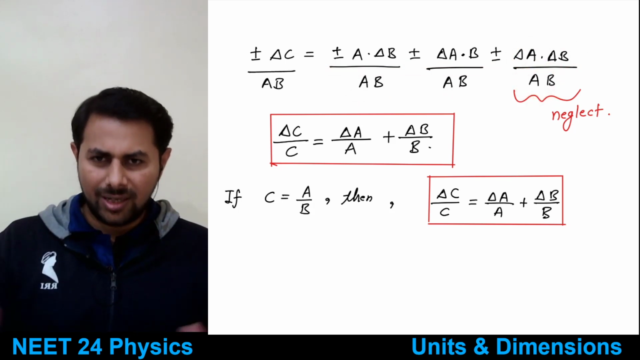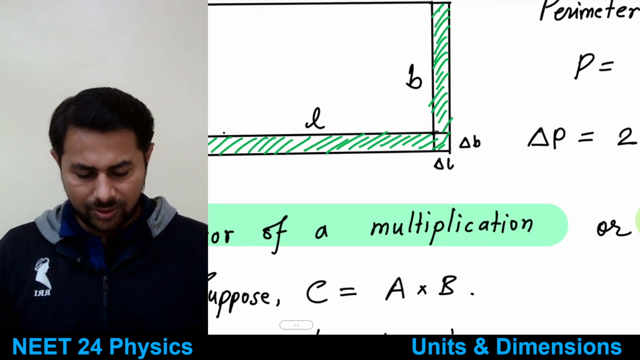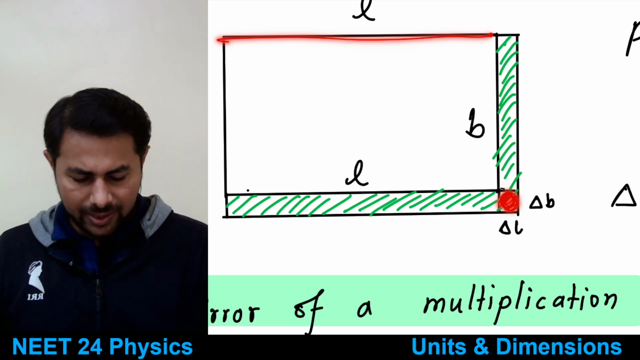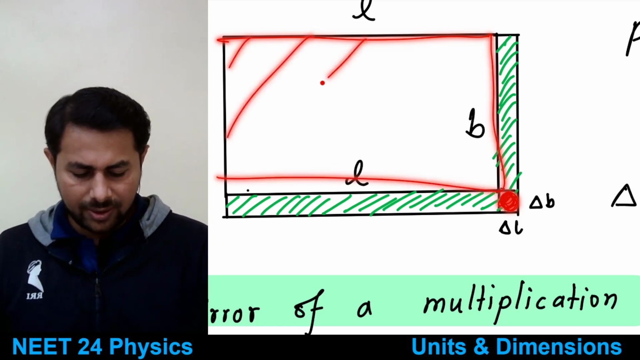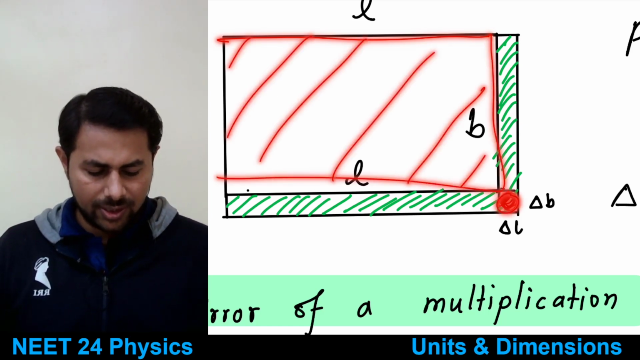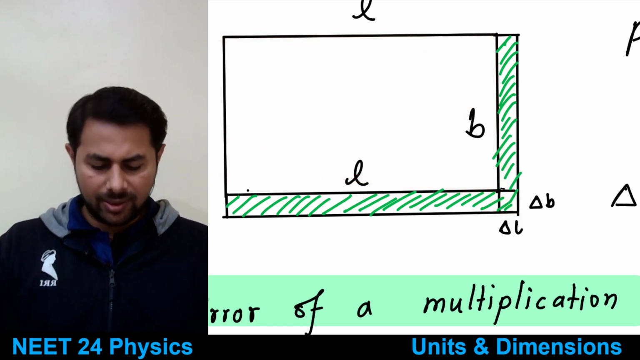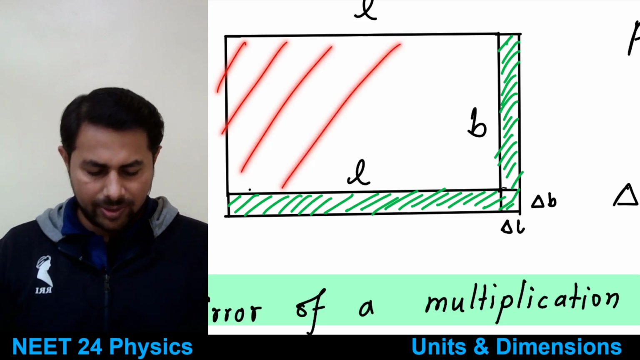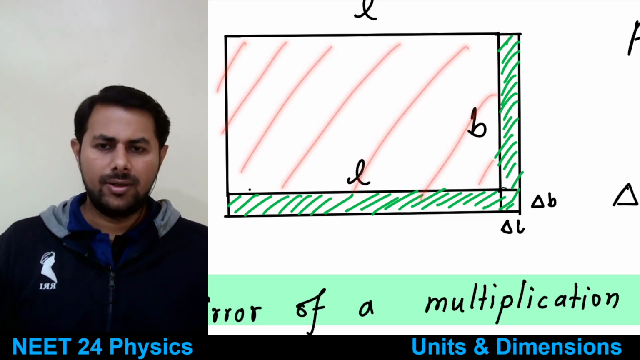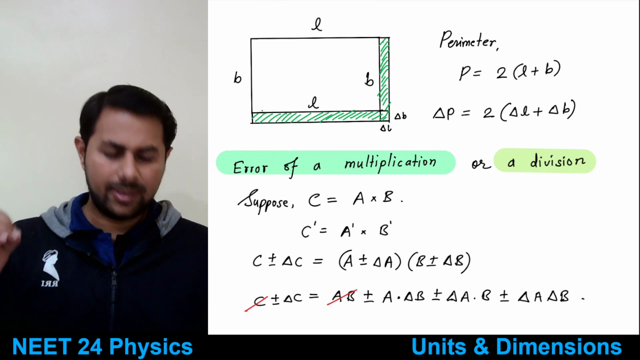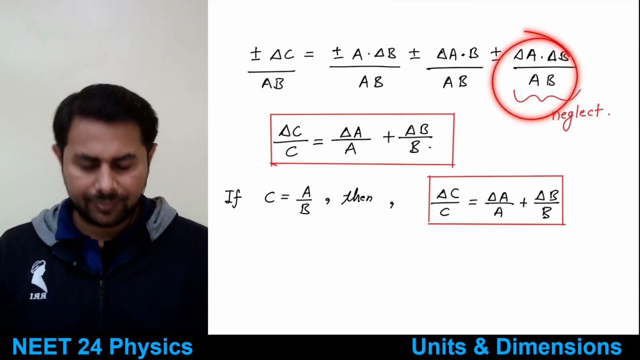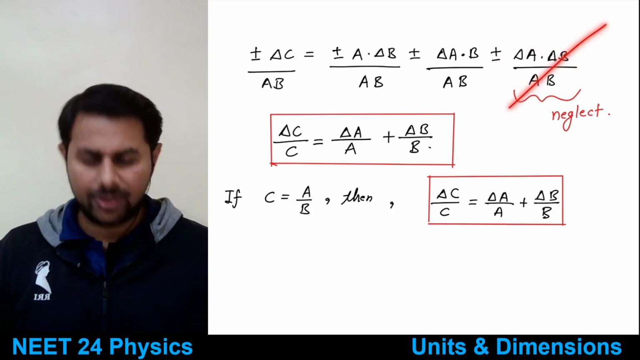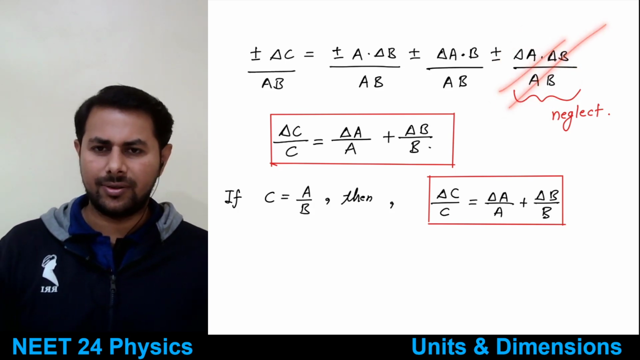AB is the area. So you are dividing this thing by this whole area. This thing was already very small, and you are dividing it by this complete quantity, I mean this complete area, so that the quotient would be very small. So we just neglect this one.